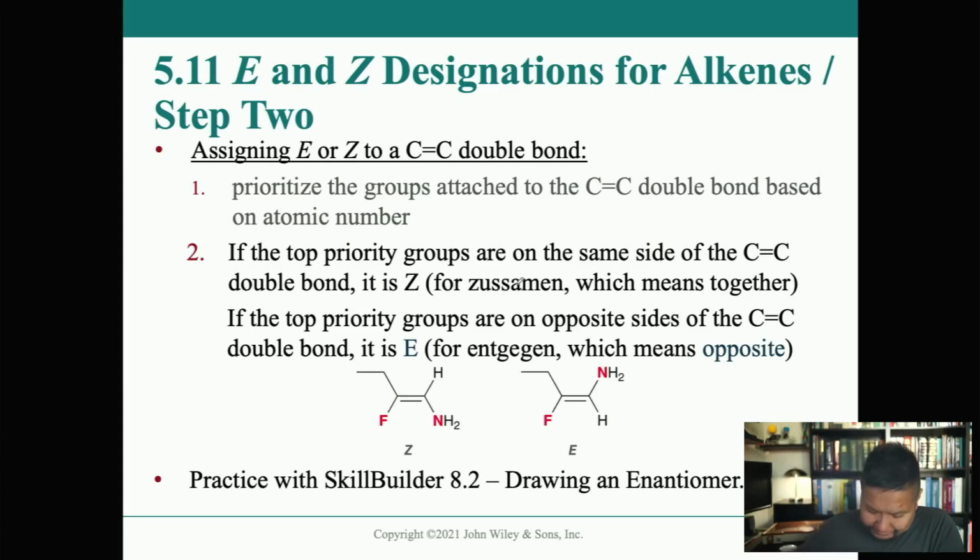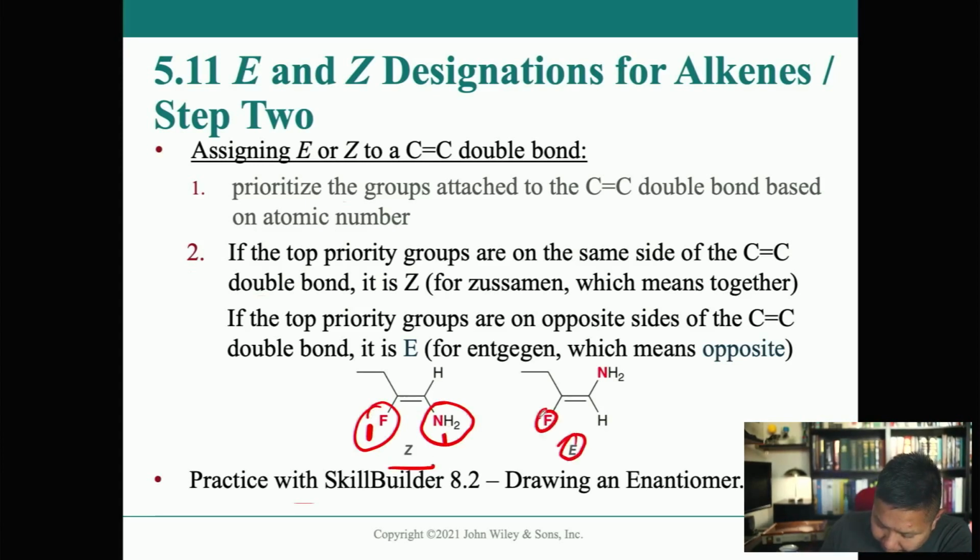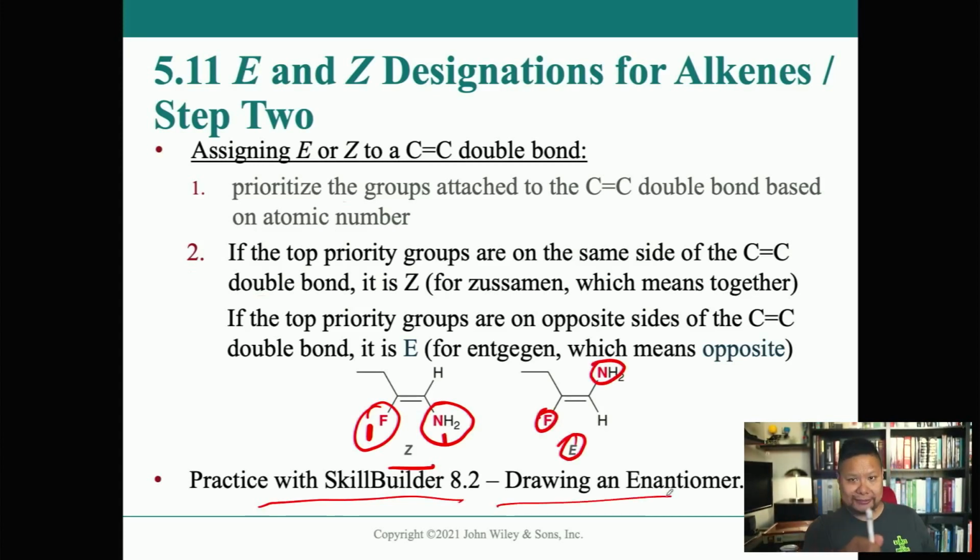If the top priority groups are on opposite sides of the double bond, then it's E for entgegen, which is opposite, right? So notice here, fluorine won that priority from carbon, and nitrogen won the priority from hydrogen. So the two highest priority groups are on the same side. It's Z, right? And then E here for fluorine and nitrogen being on opposite sides, because they're the highest priority, right? So, practice with skill builder 8.2, drawing enantiomers on Wiley Plus.